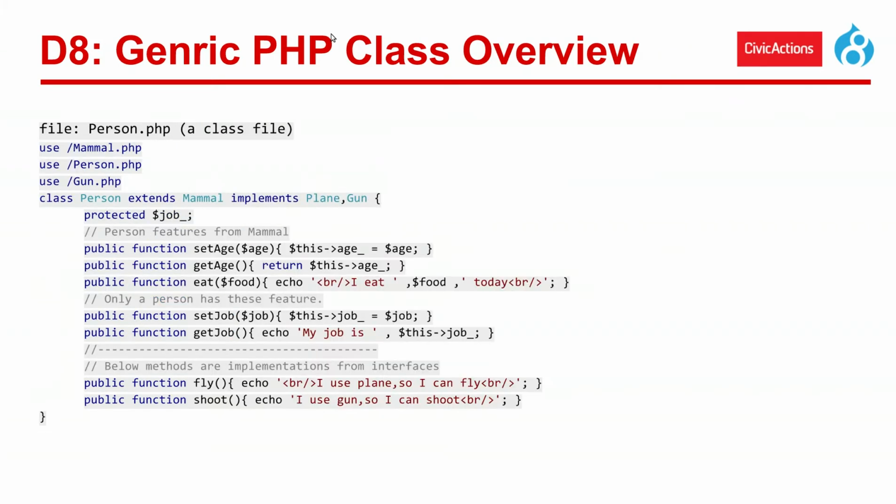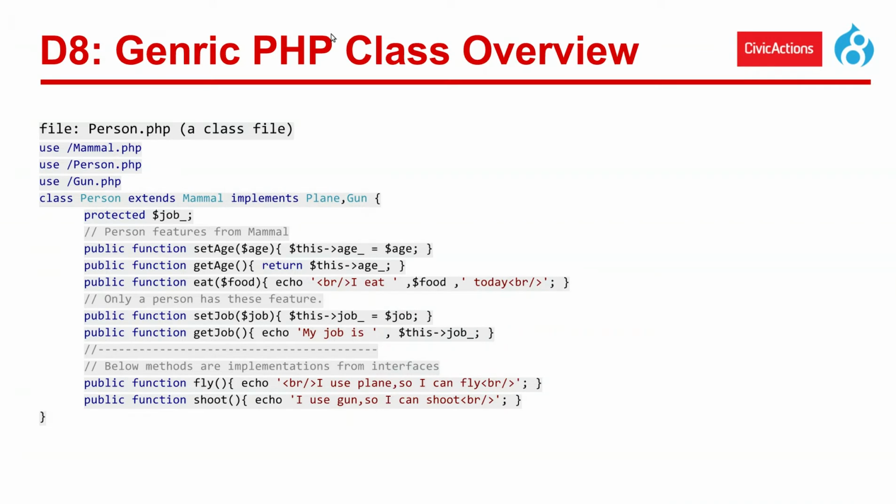That's a standard. Now, this is the class that is using the abstract class and the two interfaces that I just talked about. And right there at the top, that's what it's saying. Use is basically like include. It means I want to pull in the functionality from those files. So person extends YAML and it implements plain and gun. And you can see it uses all of the functions that those other classes offer. And then it even puts in two of its own, which is set job and get job.